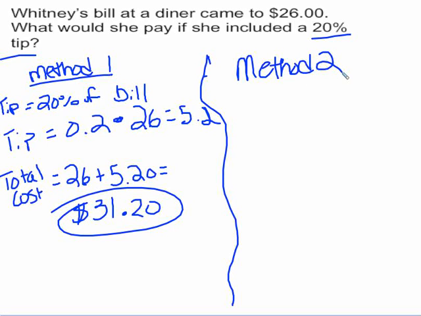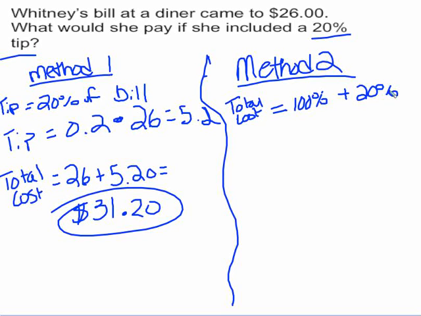Now, method two is going to ask us to figure out, well, what percent in full of $26 am I going to pay? So I know that my total cost is going to be equal to 100% of the bill plus my tip, which is 20% of the bill. Because we always calculate our tip and our tax on the bill before adding a tip or a tax. So I know that my total cost is going to be 120% of 26.